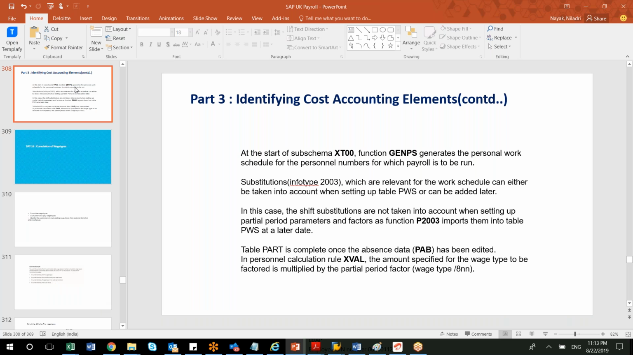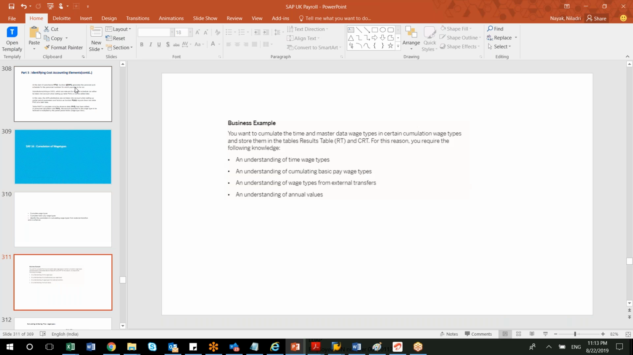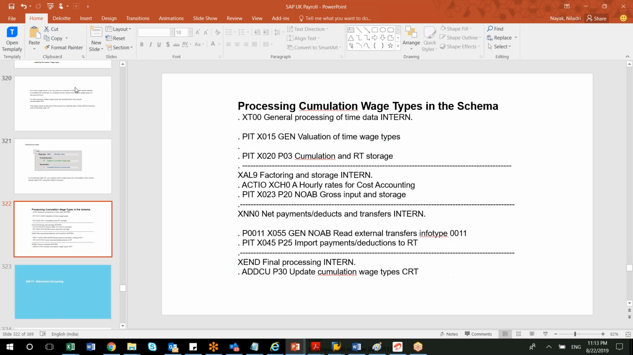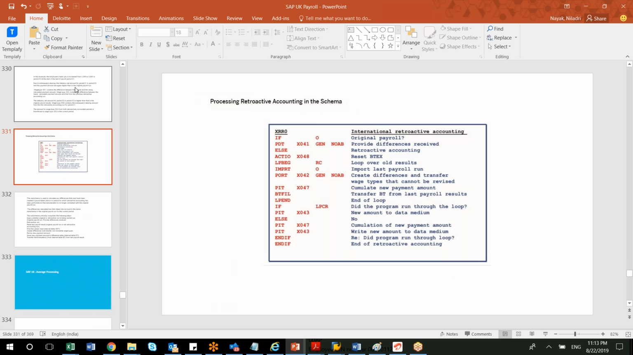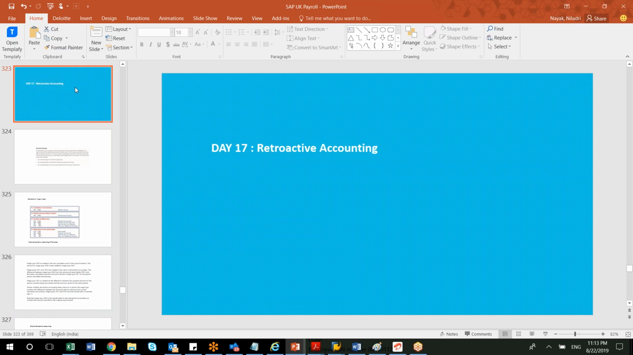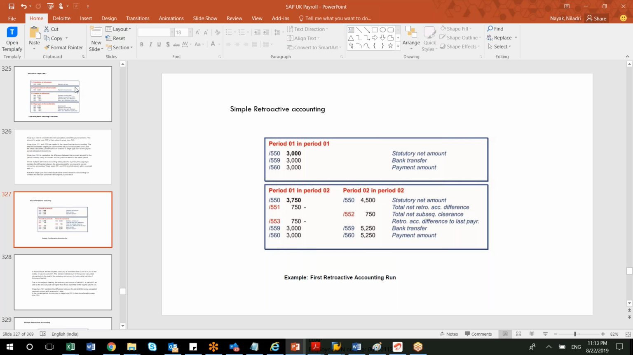Don't worry. Section number 16, we have another 3 topics. Cumulation, which I'll cover as an easy one, and retroactive accounting, also an easy one, but I'll explain retro. We'll do a retro calculation, how these differences are calculated and how they are carried forward. It will not take more than 15-20 minutes to explain to you.